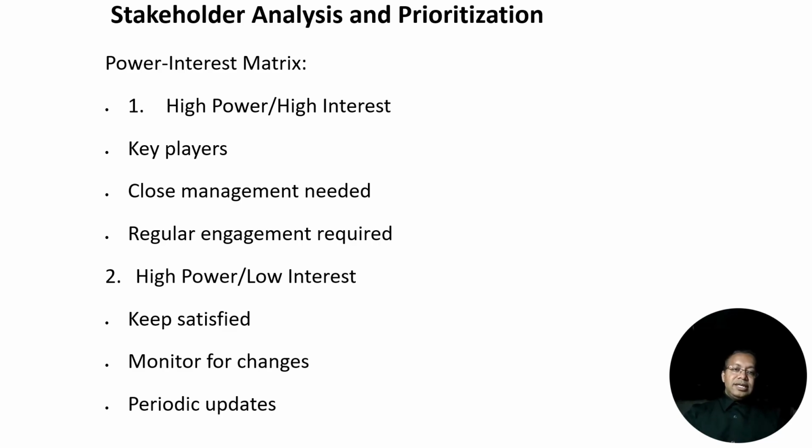Then there is a second category of stakeholders who are high power, but they have low interest. You've got to make sure as an organization you keep them satisfied, you monitor for any changes, and you provide them with periodic updates because they belong to high power. They might show not so much of an interest.